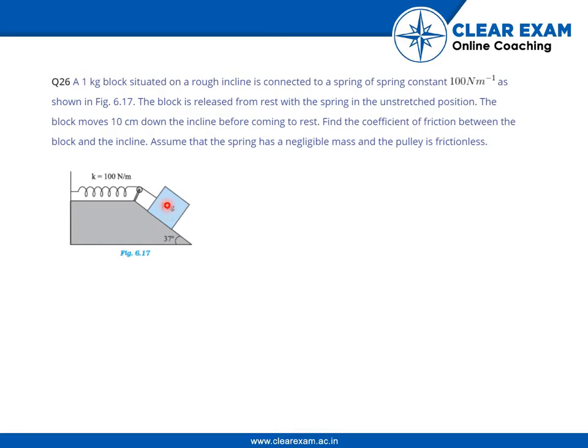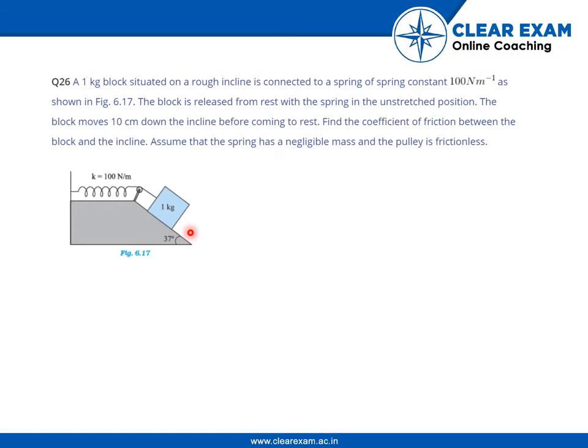So this is the box, and its weight would be acting in this direction, which is downwards. So if it is the component mg, and if this is the angle theta, which is 37 degrees here, it would be the cos component, that is mg cos theta, and it would eventually be the sine component, which is mg sine theta.